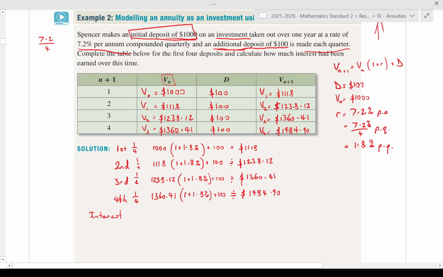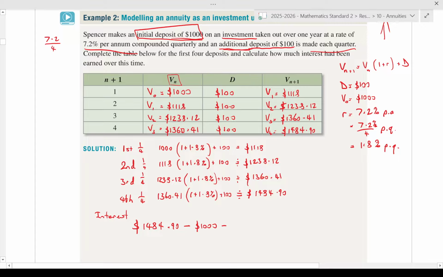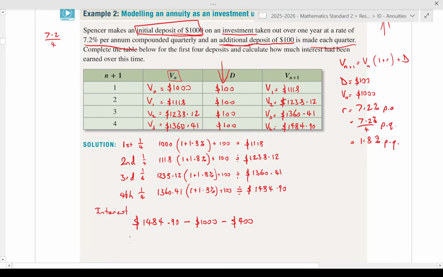We know that the total that we have at the end of the 4 quarters is $1,484.90, but we need to only find out the interest. So we need to take off the initial deposit of $1,000. However, we also made additional deposits of $100 per quarter, so we additionally deposited another $400. If you do 1,484.90 minus 1,000 minus 400, it will leave you with $84.90 in interest. And that is how that works. Hopefully that made lots of sense.